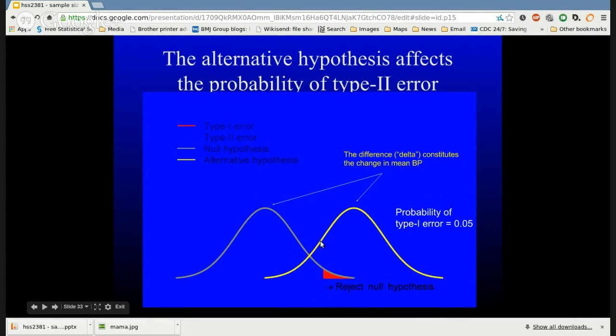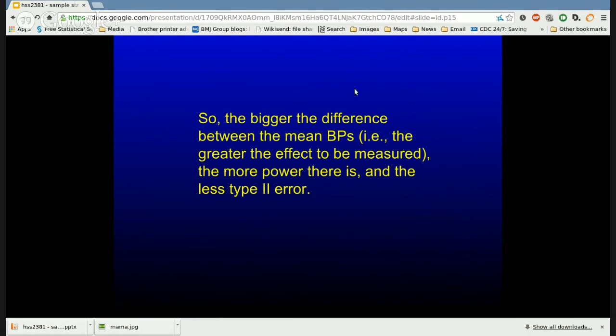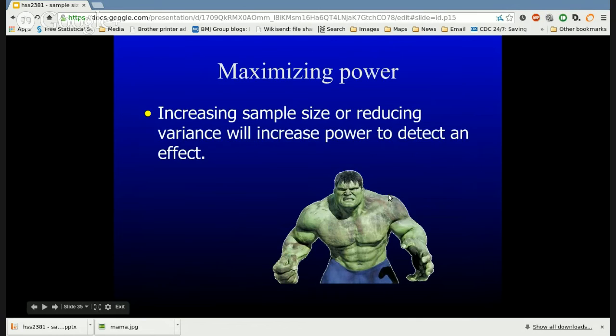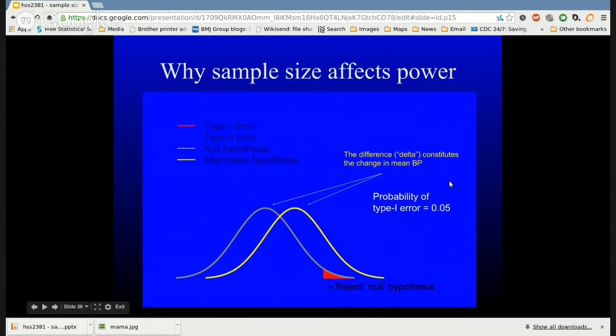So what's the lesson here? The lesson is that I can reduce my type 2 error simply by allowing myself to detect a larger difference. I started out by trying to detect 10 millimeters of mercury. This is like 25 here at this point. So if I'm looking for a bigger difference, I don't need as many people, and I've got less error. The bigger the difference between the mean blood pressures, the more power there is. Increasing sample size or reducing variance will also increase my power to detect.